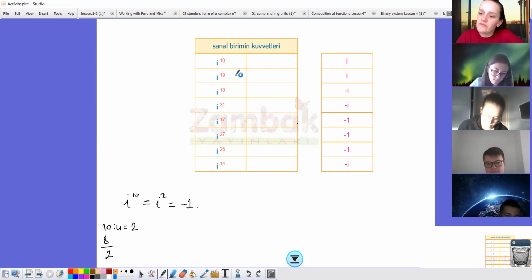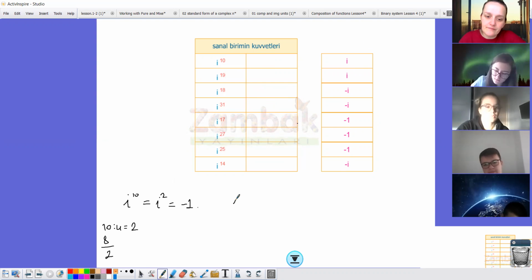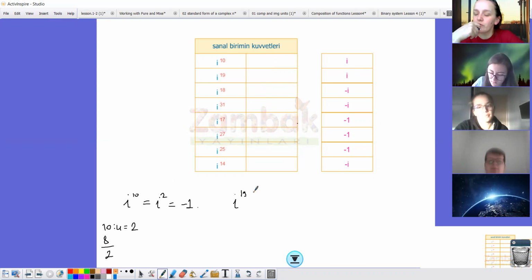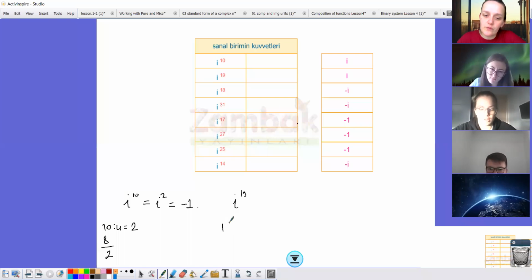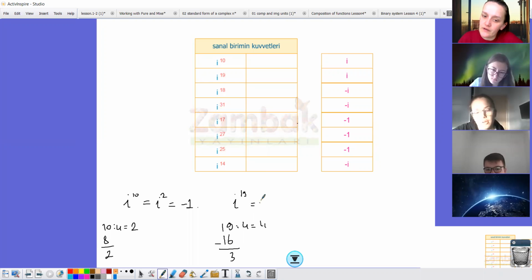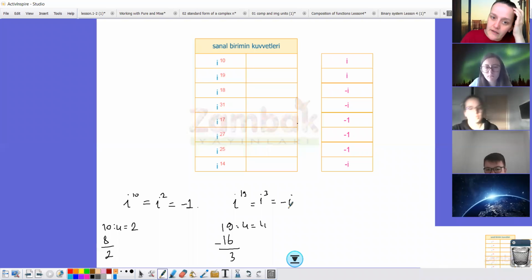Okay, your class. What will be i to the power of 19, Eva? Can you see directly the remainder? 19 should be divided by 4. 4 times 4 is 16, and the remainder is 3, so it will be i cubed. What is i cubed? It will be minus i.